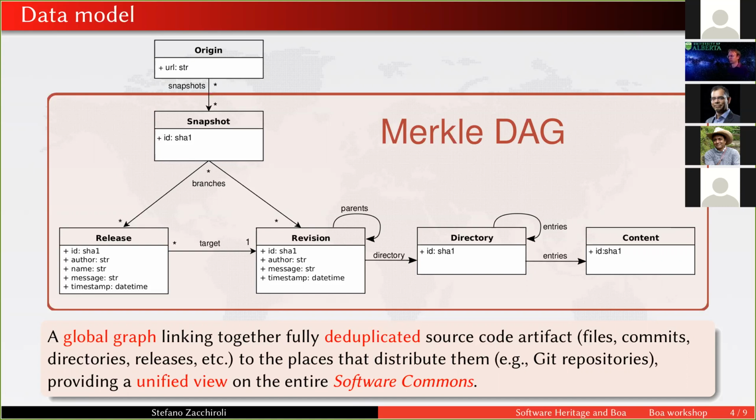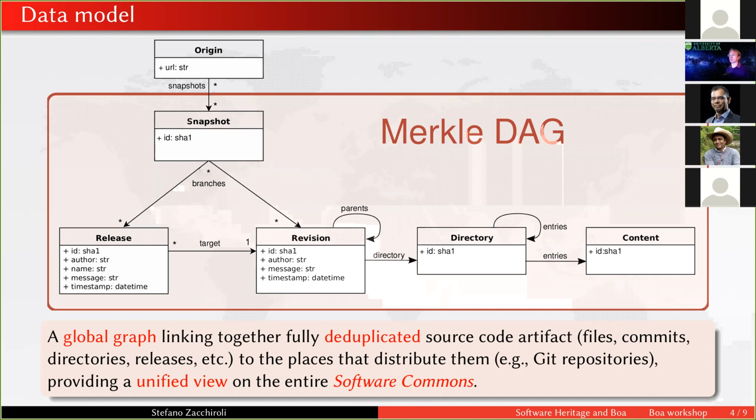So if you're familiar with the data model of Git, this is very similar, but essentially it's like we're building a giant Git repository of all the software we can find. And so the idea is that if we find the same file in a gazillion different commits, we store it only once. If we find the same commit in 1,000 different forked repositories, we save it only once.